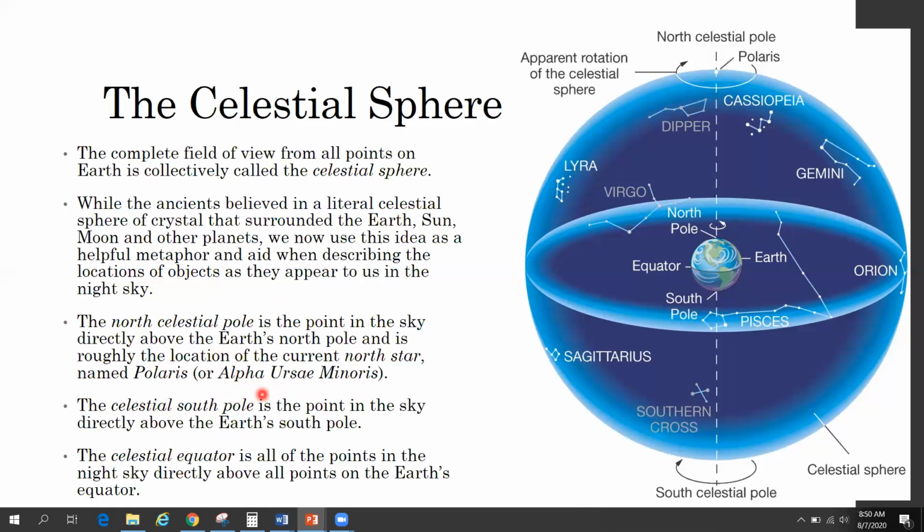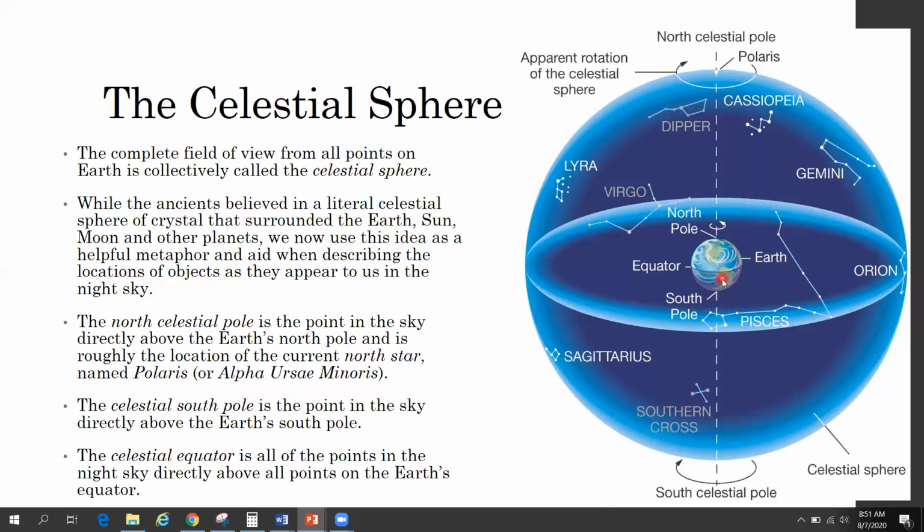And that kind of name there is what we call a Bayer designation, and we're going to talk more about that later on. Like why would we call Polaris Alpha Ursae Minoris? Now, the celestial South Pole is the point in the sky directly above Earth's South Pole.